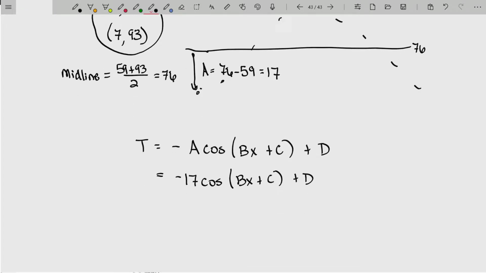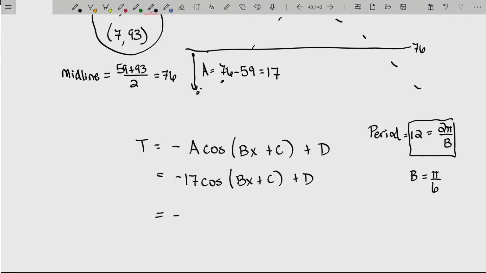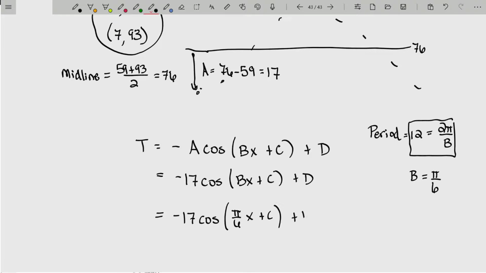Now remember, b is associated with the period, and the period is 12 here because there are 12 months in a year. The period is 2 pi over b. Man, I've been lecturing for too long. So I'm going to multiply both sides by b and divide both sides by 12, and I get pi over 6. So that'll be a negative 17 cosine of pi over 6 x plus c plus d.